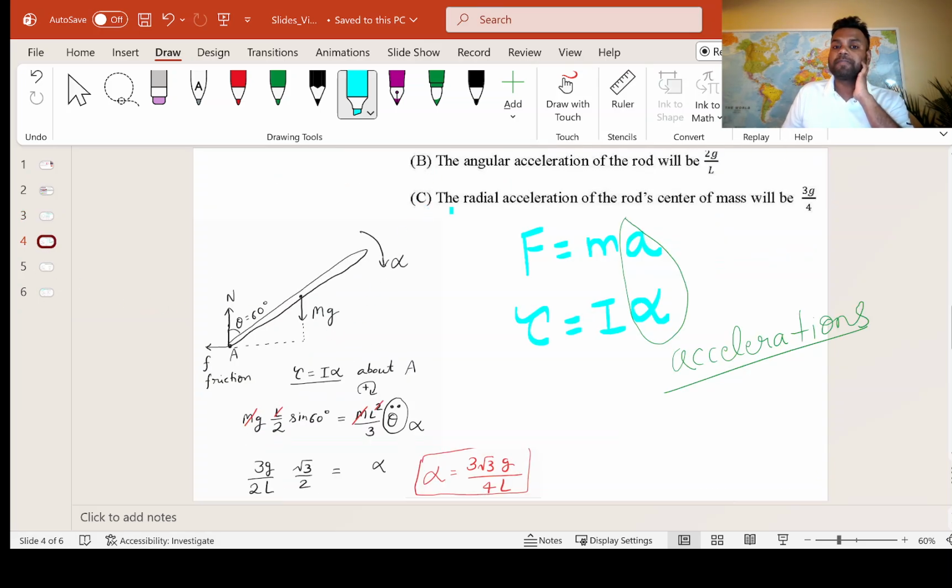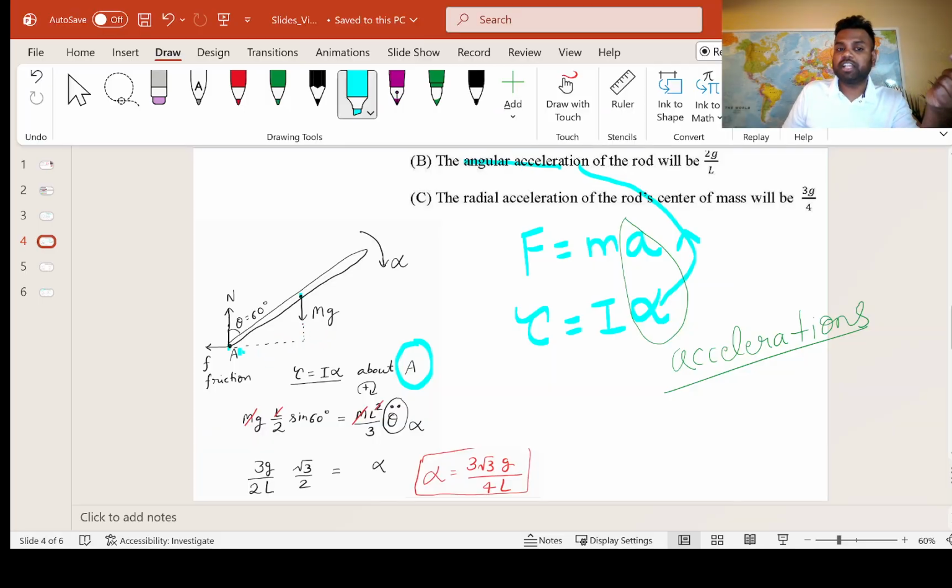Part B and C, they are about acceleration. So the first hint is Newton's law, F equal to ma and tau equal to I alpha. a and alpha, they are acceleration. So angular acceleration, that will be alpha, right? Tau equal to I alpha. So you think about the forces on the rod, mg downward, and at contact point you have friction and normal. And here's the thing, if you take the moment about point A, then only mg will create a moment and your calculation will be simpler.